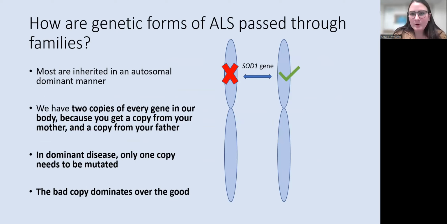So how are these genetic forms of ALS passed through families? So we have 2 copies of every single gene in our body, because you get a copy from your mom and a copy from your dad. So this SOD1 gene, it's a gene that we all have, and we all have 2 copies of it. Most genetic causes of ALS, including SOD1, are caused when there's a mutation in just one of your copies. So this little X here is showing that there's something wrong with just one of the copies, but the other one is fine. Now we call this a dominant disease because this bad copy dominates over the good one and puts you at risk for disease. So all it takes is one mutation, one copy to be mutated.